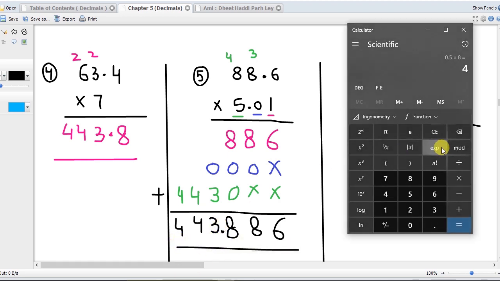Let's just cross check our answer. So 88.6 times 5.01. So see, 443.886.